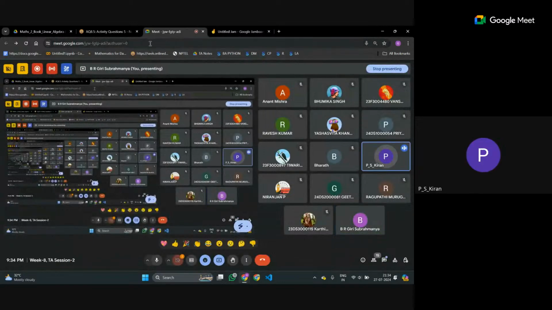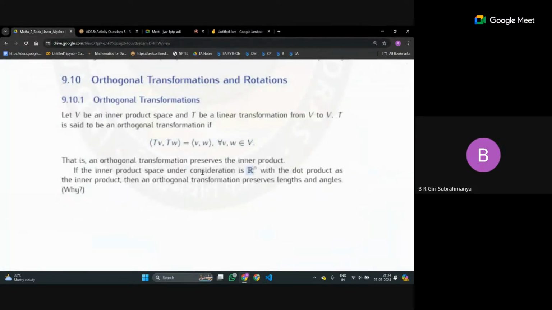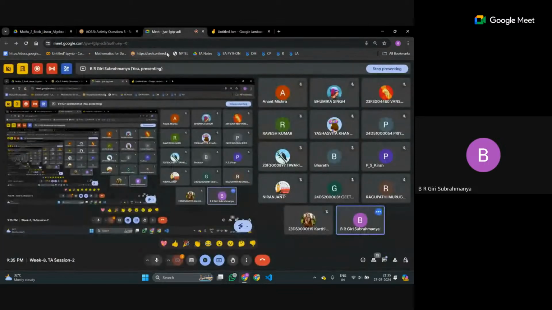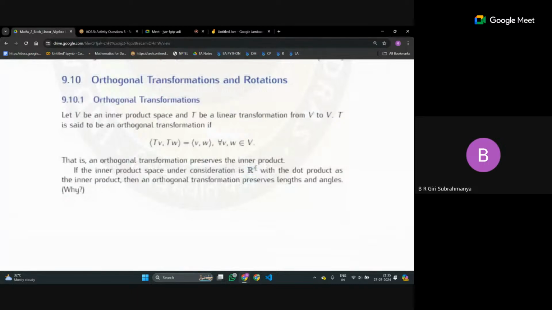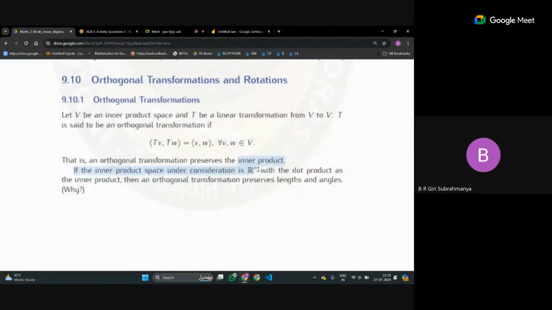So, will this work even if the inner product is defined apart from dot product? Yeah, see, if it is an orthogonal transformation, it will. But the inner product space under consideration should be some R power something. I'm not sure if you take some subspace whether this will work or not. I'm not sure, but the given property is about R power n. Okay, fine.